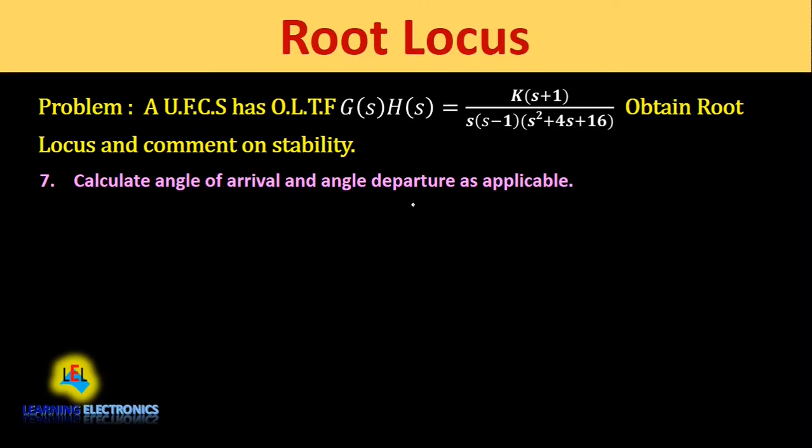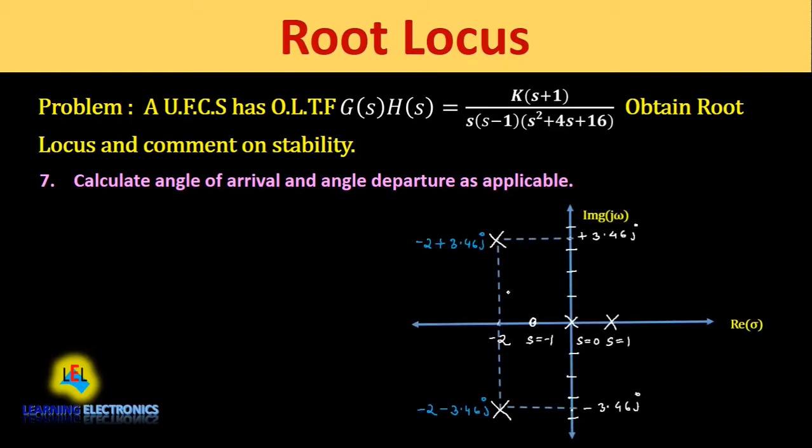Seventh step is to calculate the angle of arrival and angle of departure as applicable. So first we have to draw the pole zero plot. This is our pole zero plot. Now we have to take the complex conjugate poles and consider a complex pole as a reference, or pole under consideration. So we are taking this pole at s is equal to -2 plus j 3.46 as the pole under consideration. Now to this pole we will draw phasors from the remaining poles and zeros. So these are the phasors from the remaining poles and zeros. Now we have to find out the angle which these phasors are making with the positive real axis.